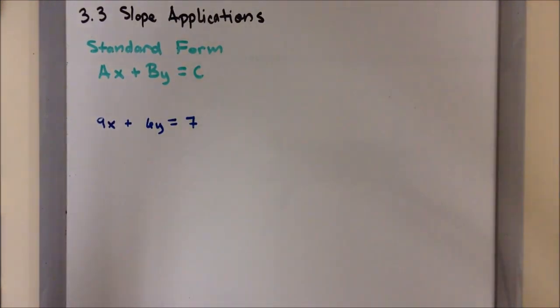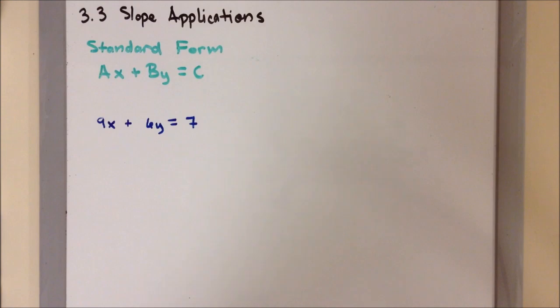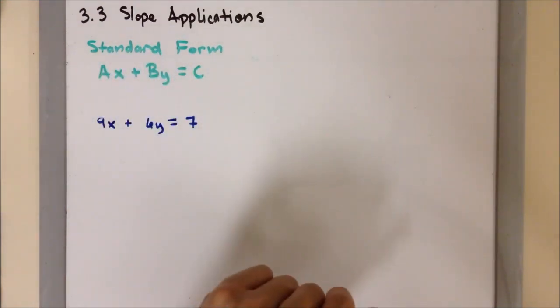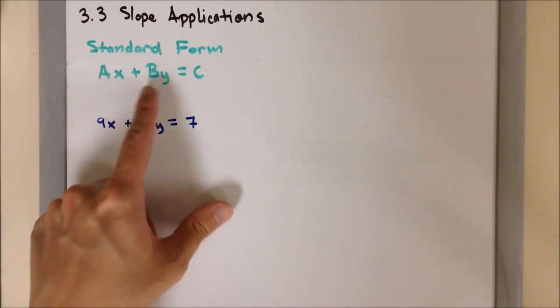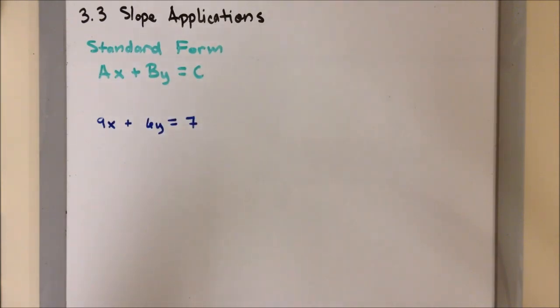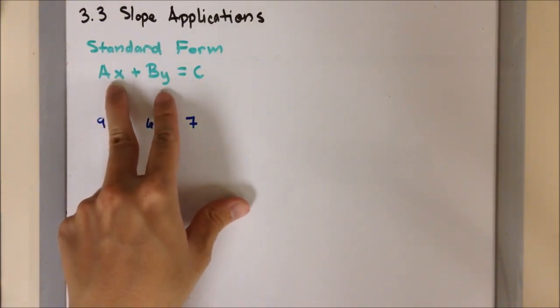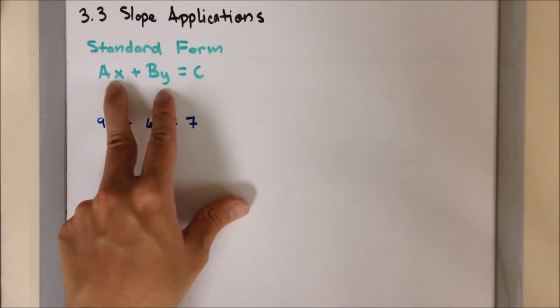In this next part, we're continuing on finding slope from equations. Our second part is standard form. Standard form will look like ax plus by equals c. To recognize the difference between slope-intercept form and standard form, look for your x and your y being on the same side of the equal sign. In this case, your x and your y are on the left side of the equal sign, so this is in standard form.